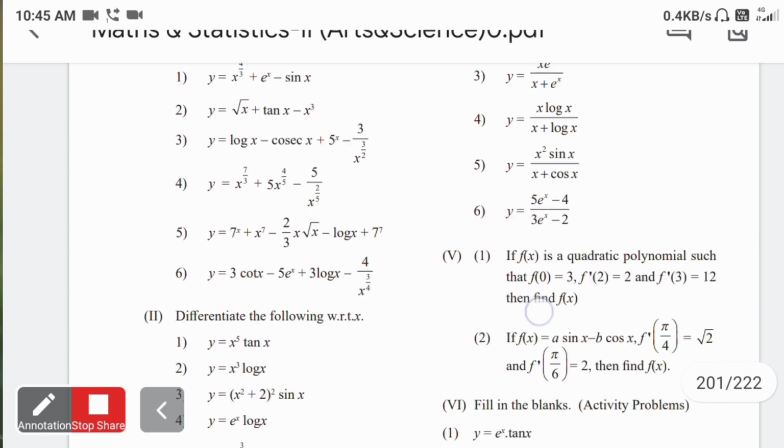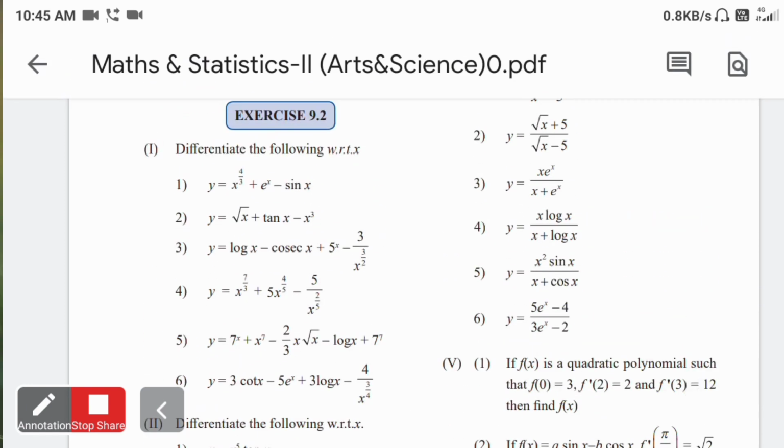I will share this picture on a Google link. Try to solve as many examples as you can from this exercise. And if you want to solve more examples, you will find this book, the Maths and Statistics 11th Science book, on Google Drive. So try to find that.